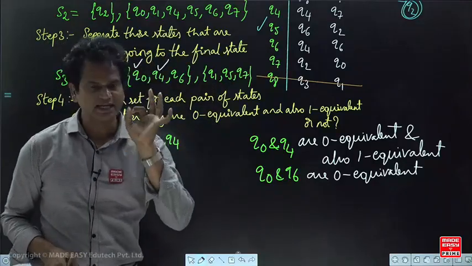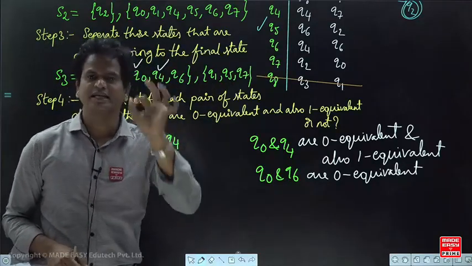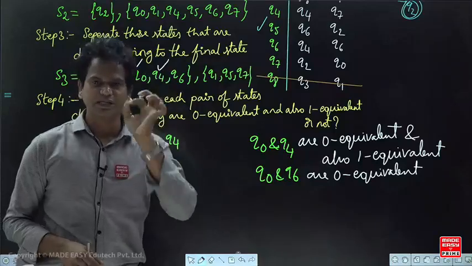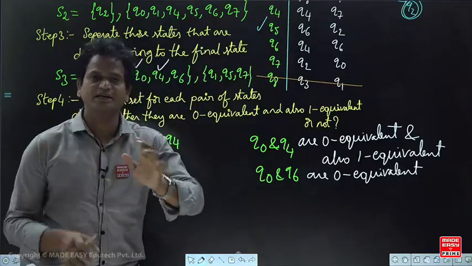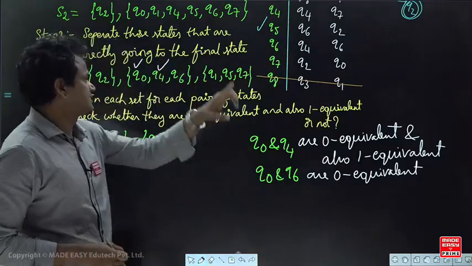For 0 they are equivalent. For 1 also equal, then only we write in the same set. Suppose 0 equivalent but not 1 equivalent, then we separate Q6 from this set.